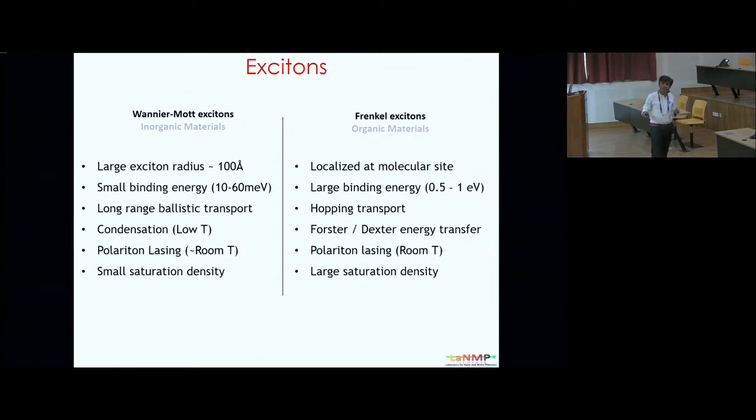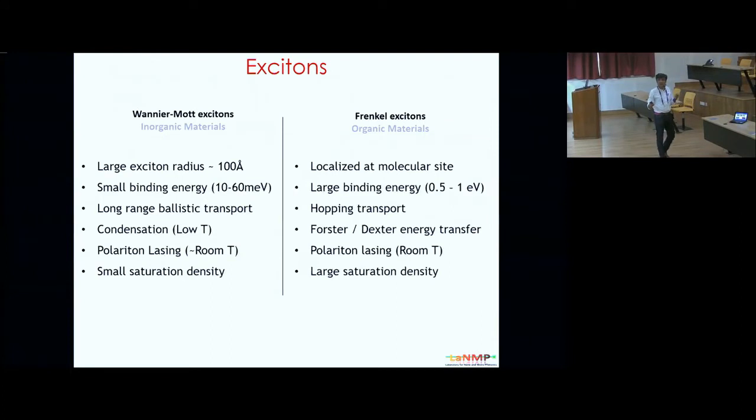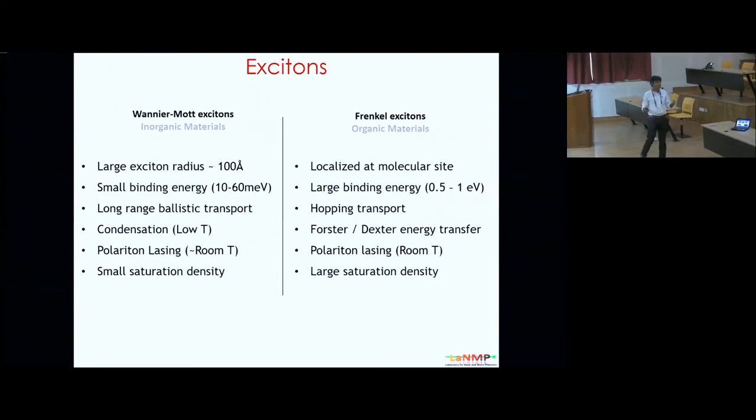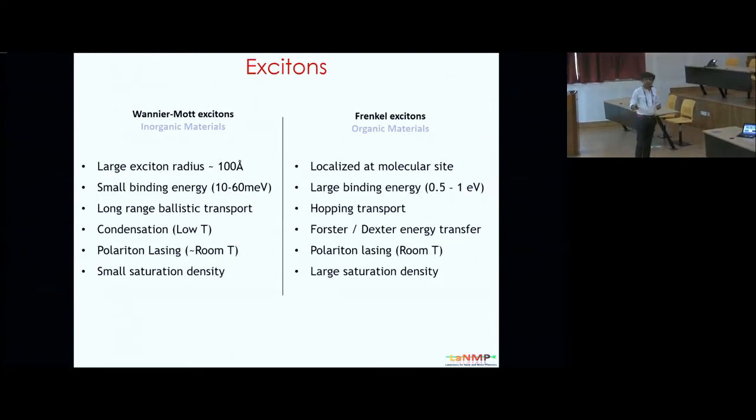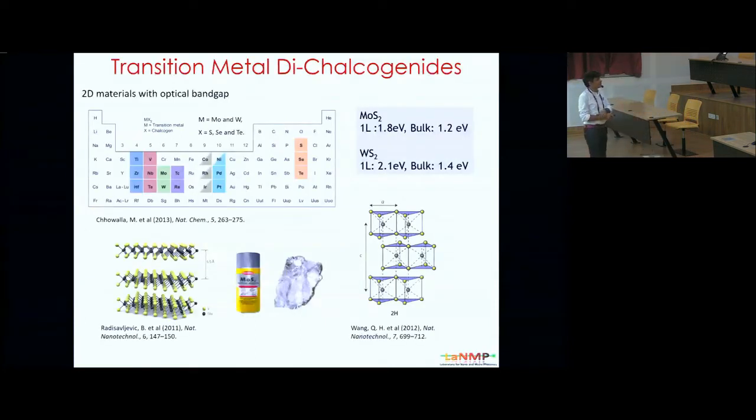Frenkel excitons, on the other hand, are highly localized at the molecular site. They have very large binding energies, on the order of an eV. The transport is hopping transport, through Forster or Dexter energy transfer. Polariton lasing has been shown at room temperature in these systems, and they have large saturation densities because you can keep pumping harder and harder, and you never fill up the states. And this brings me to TMDs.